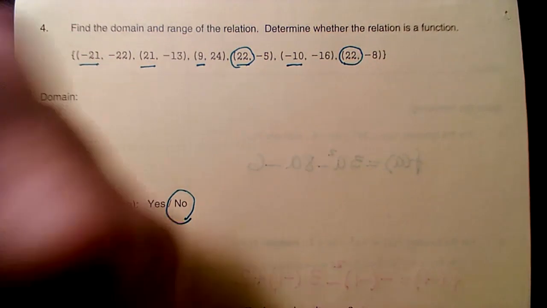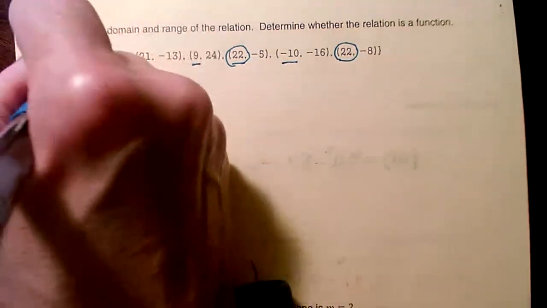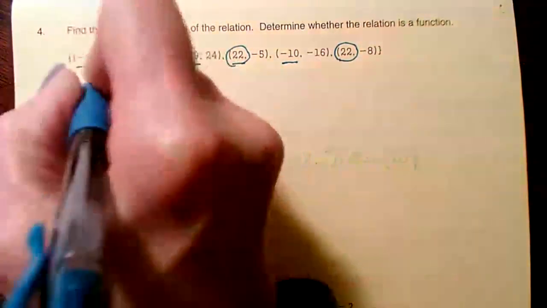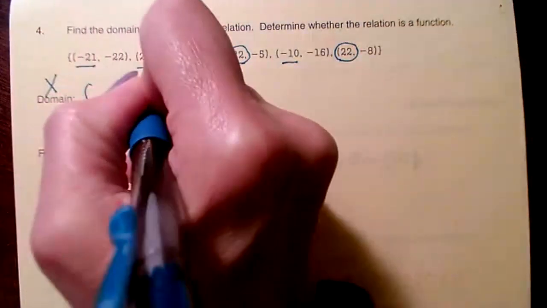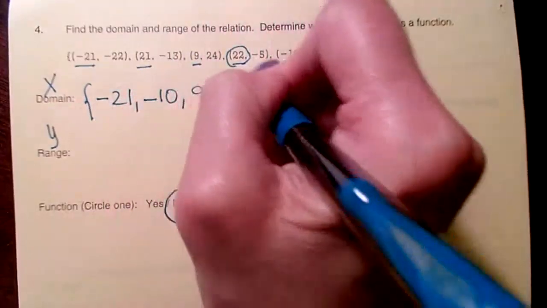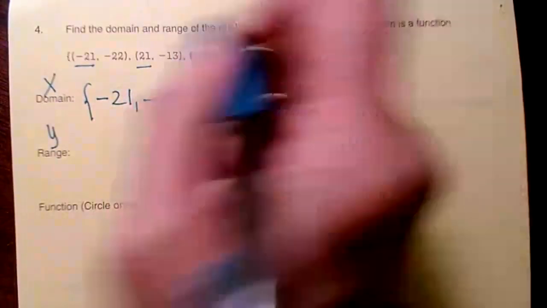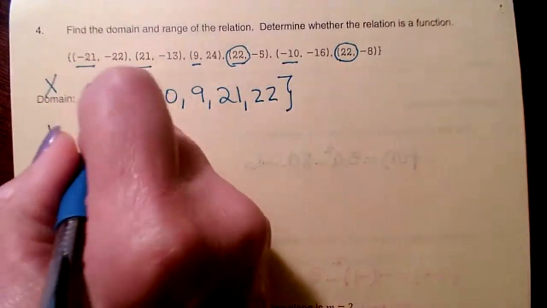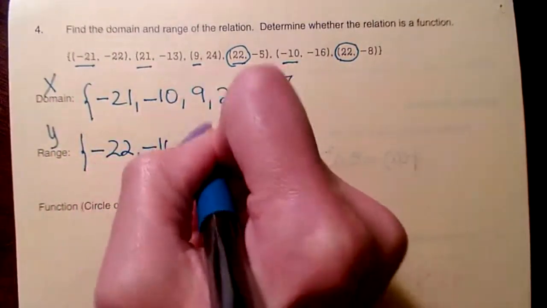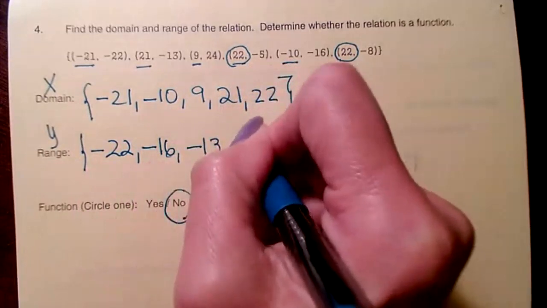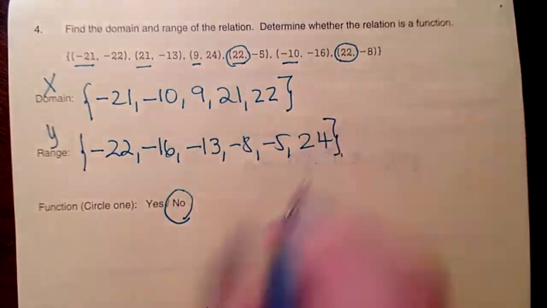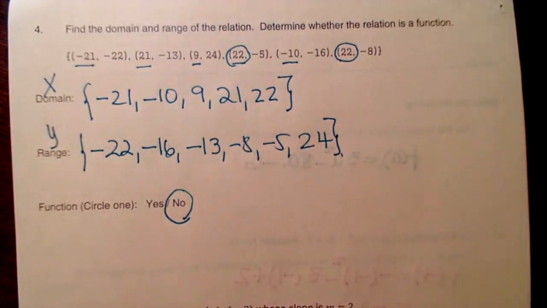Okay? Now the domain is the x and this is the y. So it's going to be negative 21, negative 10, 9, 21, and 22. And the range is going to be negative 22, negative 16, negative 13, negative 8, negative 5, and positive 24. All right?